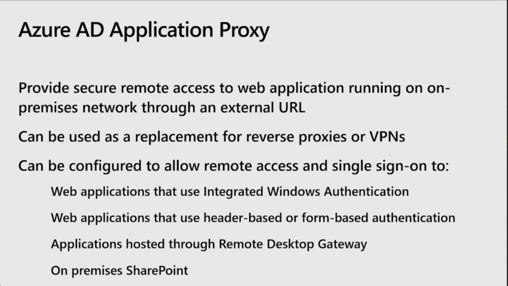There's a lot of organisations, as I mentioned earlier in the talk, who are publishing applications through VPN, where someone's got to authenticate to their VPN, and that gives them a connection into an internal application that's running on-prem. And you can configure this so that it can use remote access and single sign-on to web applications that use integrated Windows authentication, web applications that use header-based or forms-based authentication, applications hosted through remote desktop gateway, and on-premises SharePoint.